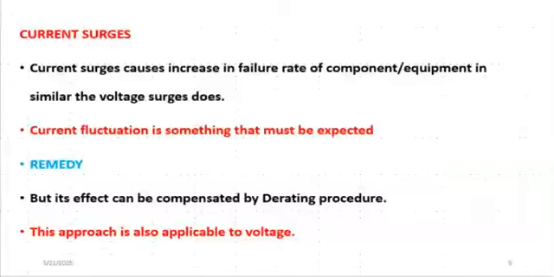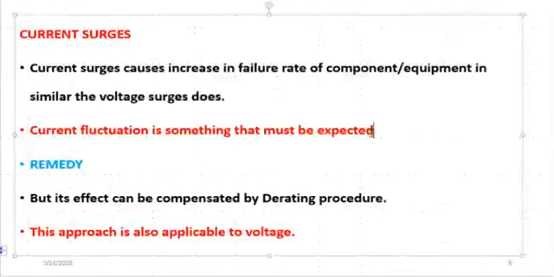The second item under the operating stress is the current stress. These current surges are also that sudden increase in the value of current beyond the maximum value, and when it happens, it can make the failure rate of the component increase. And just like the voltage, current fluctuation, that is change in the value of the current continuously when the system is operating, is also something that we must expect, because there is no way you can keep it steady, because if one problem does not cause it, another problem can cause it.